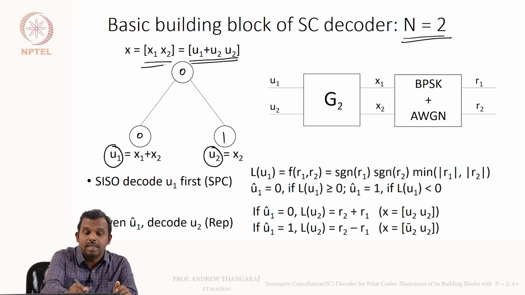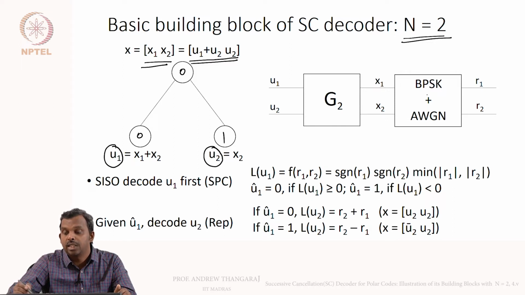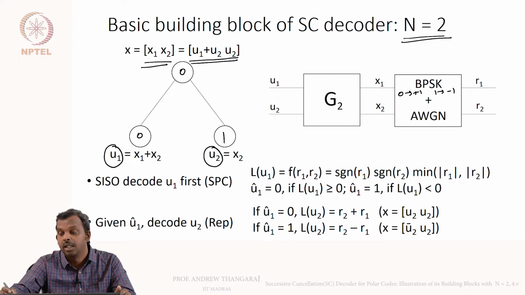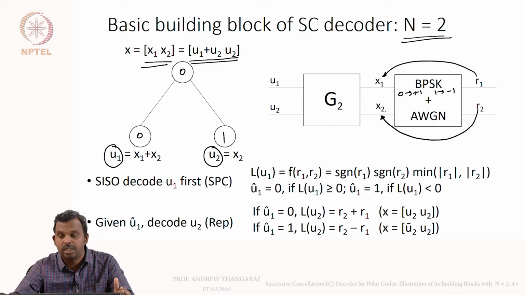So if u1 u2 is the input, you run it through the kernel g2, you get x1 x2, and x1 x2 is transmitted with BPSK AWGN. Remember, BPSK is 0 to plus 1, 1 to minus 1, and AWGN is noise added. You get R1 R2. R1 corresponds to x1, R2 corresponds to x2. When x1 was transmitted, R1 was obtained. When x2 was transmitted, R2 was obtained. The whole thing about the decoder is how do you recover u1 and u2? How do you get soft information for u1, how do you get soft information for u2, and how do you do the hard decision? That's it.